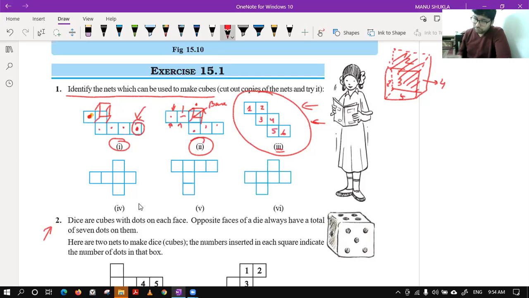15.1. One second. 15.1. Nets in. It is saying why you are saying, but it is saying nets in second, third, fourth, and sixth form cubes. Then why you are saying I'm going wrong? Yes, Bani. Okay, okay. Let me do one thing. Let me stop the recording.